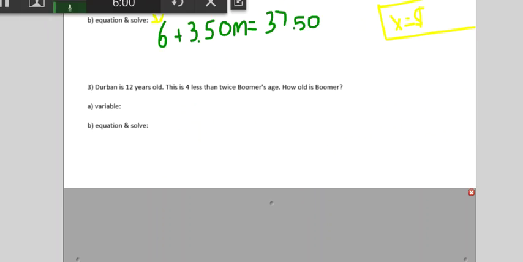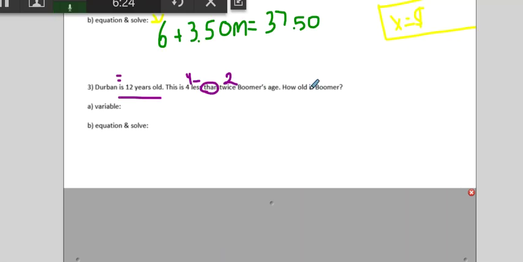Alrighty, so the next one, we have Durbin is 12 years old. We know that "is" means equals 12. This is a statement, a fact. We know it's going to be on one side of the equal sign. Then it says 4 less than. We know then "less than" is a switcheroo word, twice, so 2 times something, Boomer's age.